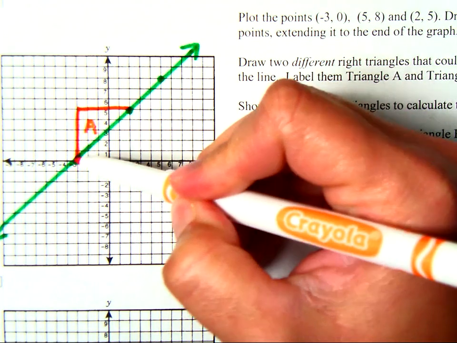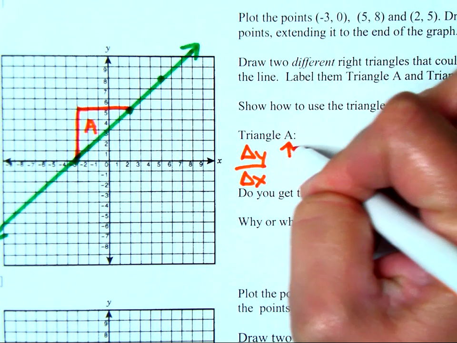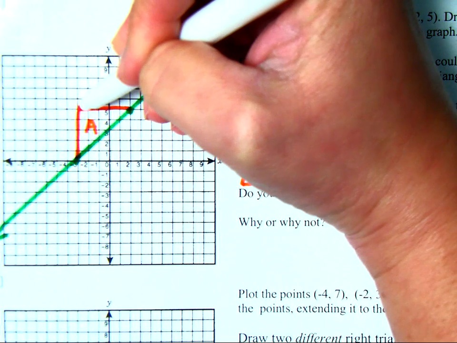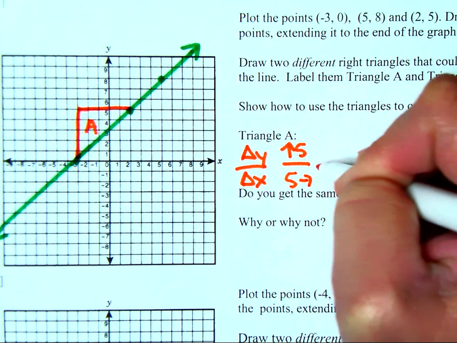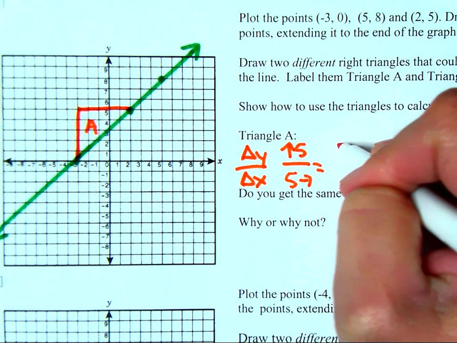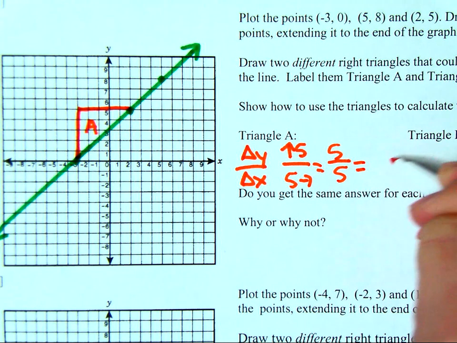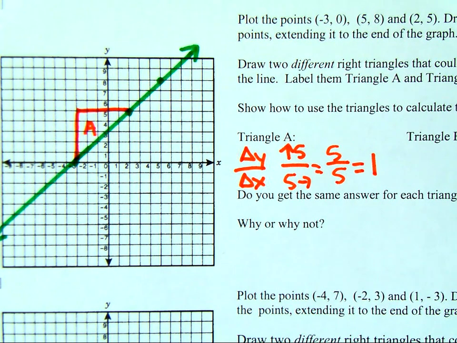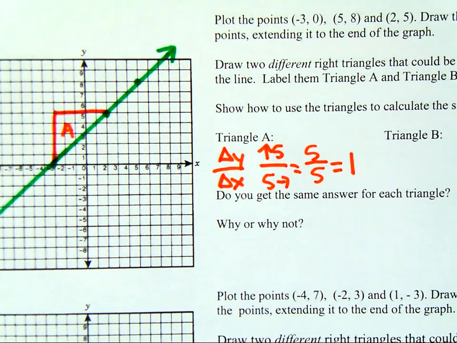So let's see how many I go up. 1, 2, 3, 4, 5. So I went up 5 and over 1, 2, 3, 4, 5. And I like to draw those arrows because it helps me to say if I go up vertically, that's a positive 5, and if I go to the right horizontally, that's a positive 5. And 5 divided by 5 is 1. So my slope is actually 1, because every time I added 5 y's, I added 5 x's, and so those reduced down to 1. 5 divided by 5. Look at that as a fraction.